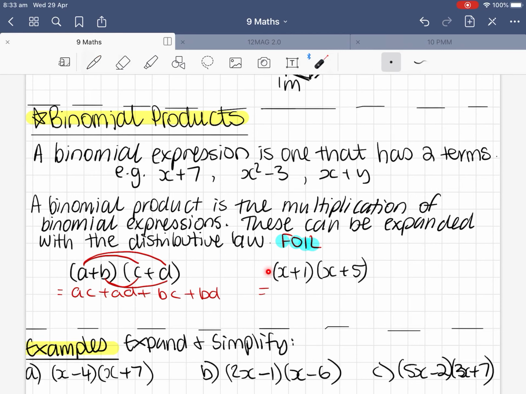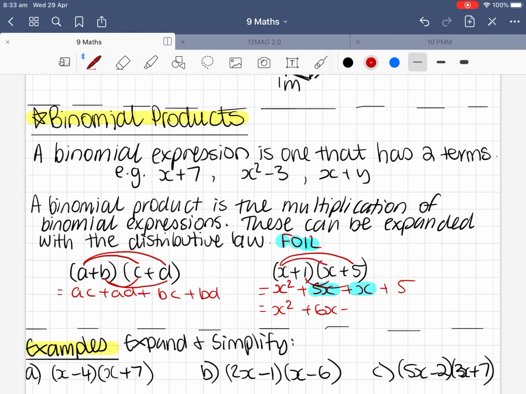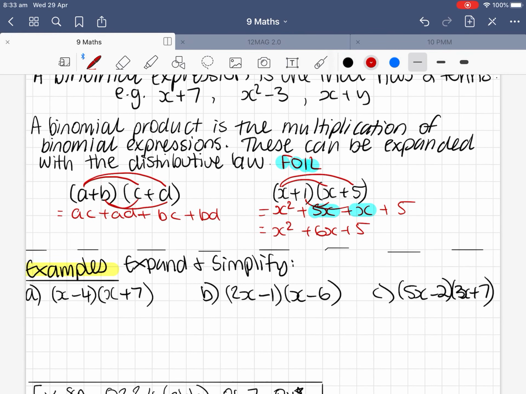And that's where that first, outer, inner, last idea comes from. If I do a short example here and I want to expand the expression x plus 1 multiplied by x plus 5, I can use that FOIL method again, or the distributive law, whatever you want to call it, it's the same thing. Our first terms multiplied together are x squared. Add that to x times 5, 5x, plus x, plus 5. Sorry, I've just gone over my working there. And then, guys, I notice I have some like terms. So I need to simplify that. I end up with x squared plus 6x plus 5 as my answer.